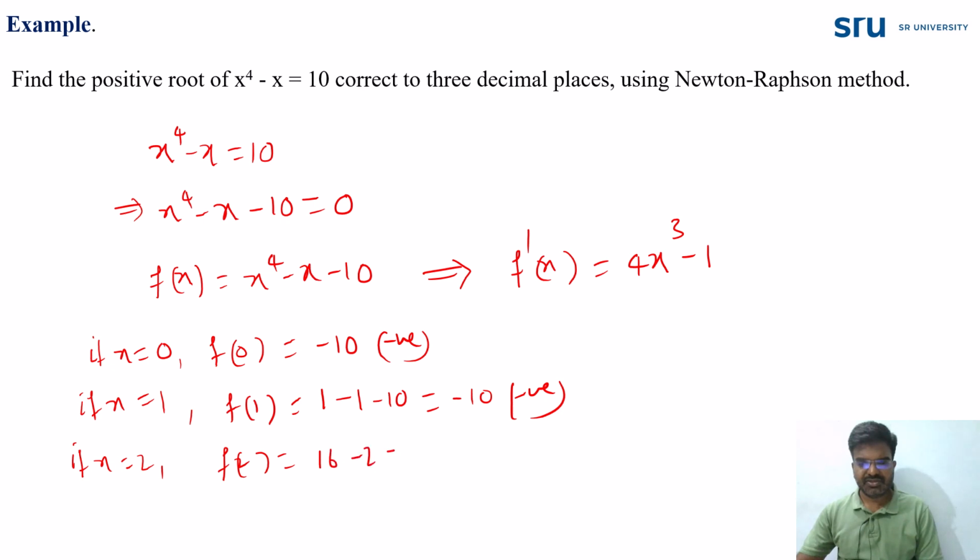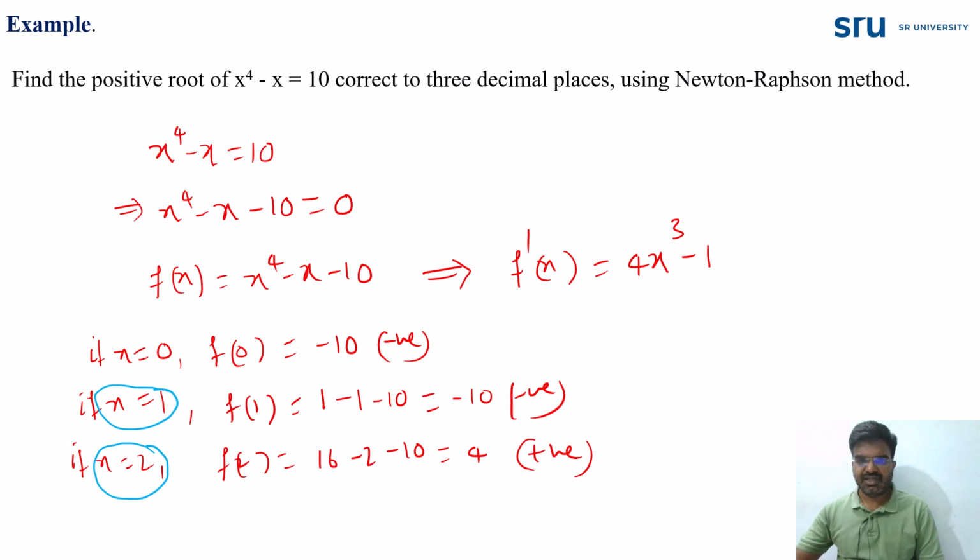16 minus 2 minus 10, it is 4, positive. See, at x equal to 1, the function is negative. At x equal to 2, the function is positive. So the root of the equation lies in between 1 and 2.